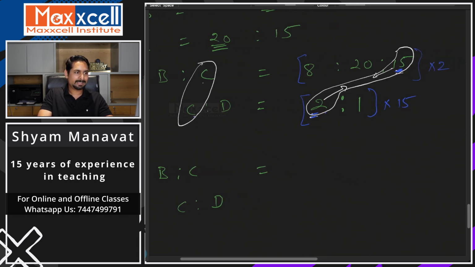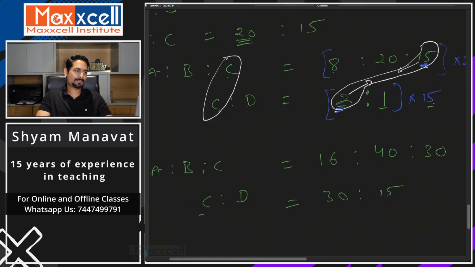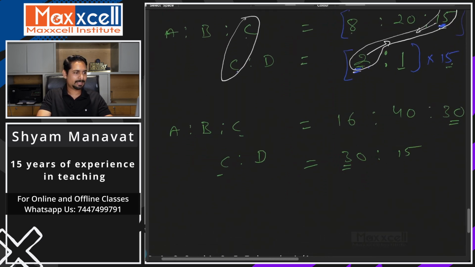Multiply by 2. So A is 16, 8 2s are 16, B is 40, 20 2s are 40, and C is 15 2s are 30. Well, what do you have C and D here? C is 15 2s are 30 and D is 15 1s are 15. You got value of C, same here, correct? Now you can simply write A, B and C and D as well.